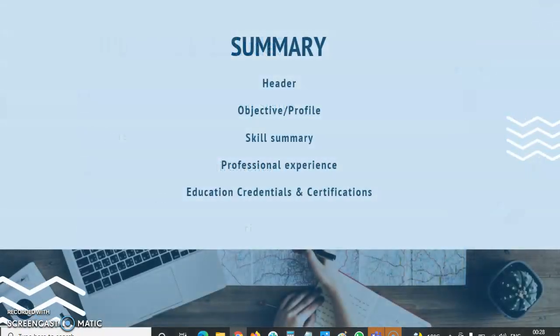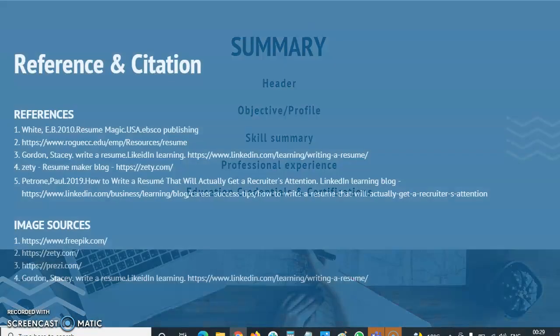So, to sum up, we discussed the importance of planning a resume. We also looked into the details we need to include in a resume. A header that highlights your name, objective or profile description based on your level of experience, skill summary which picks the keywords to showcase your strength, professional experience explaining the impact you created for your past employers, and education and certifications. Hope this presentation gives you some input for your resume preparation.